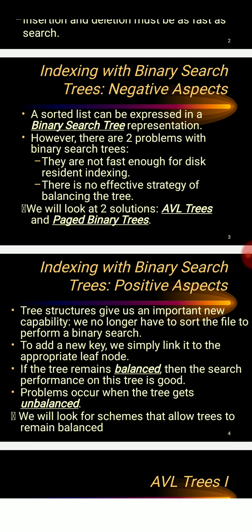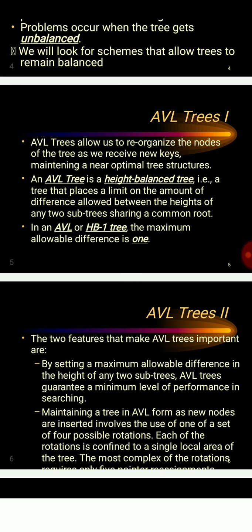When you look at the binary search tree concept for indexing, the tree structure gives an important advantage: if you follow the binary search tree, there is no need to sort the file. Why? Because the indexing is present in sorted order, since we are following binary search, which is very useful. Whenever you add a key, we simply link it to the tree, so that the index is always present in sorted order. If the tree remains balanced, then the tree performance is good. The problem occurs when the tree becomes unbalanced, so we'll see the strategies for maintaining the balance of the trees. First we'll see the concept of AVL trees.